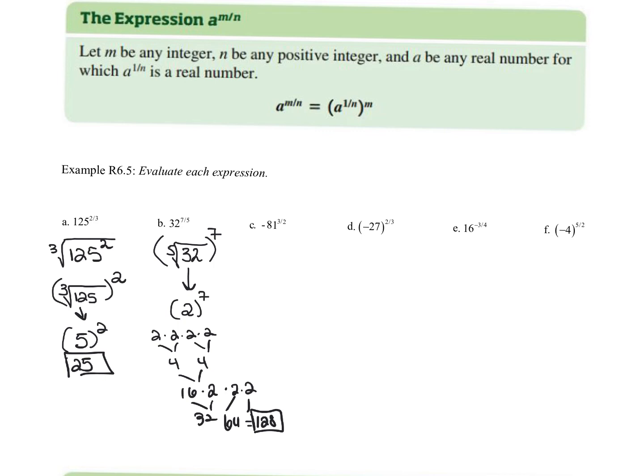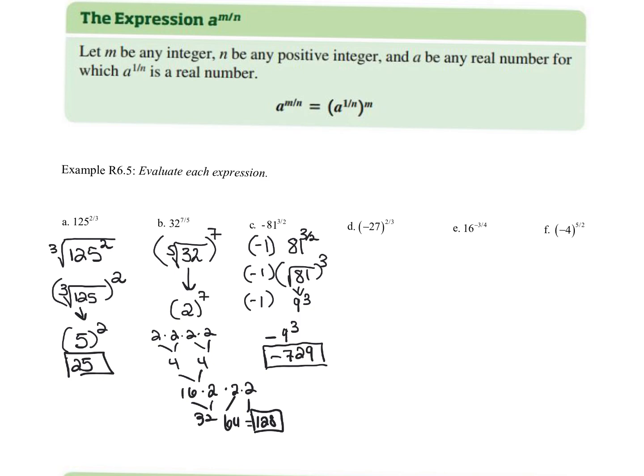Letter C is a little bit trickier, just a little bit. Pull that negative 1 out. Then do the 81 to the 3 halves power. So negative 1, 81, square rooted, and then cube it. So negative 1, square root of 81 is 9, and then cube it. So you have negative 9 cubed. 9 cubed is 729. So negative 729.